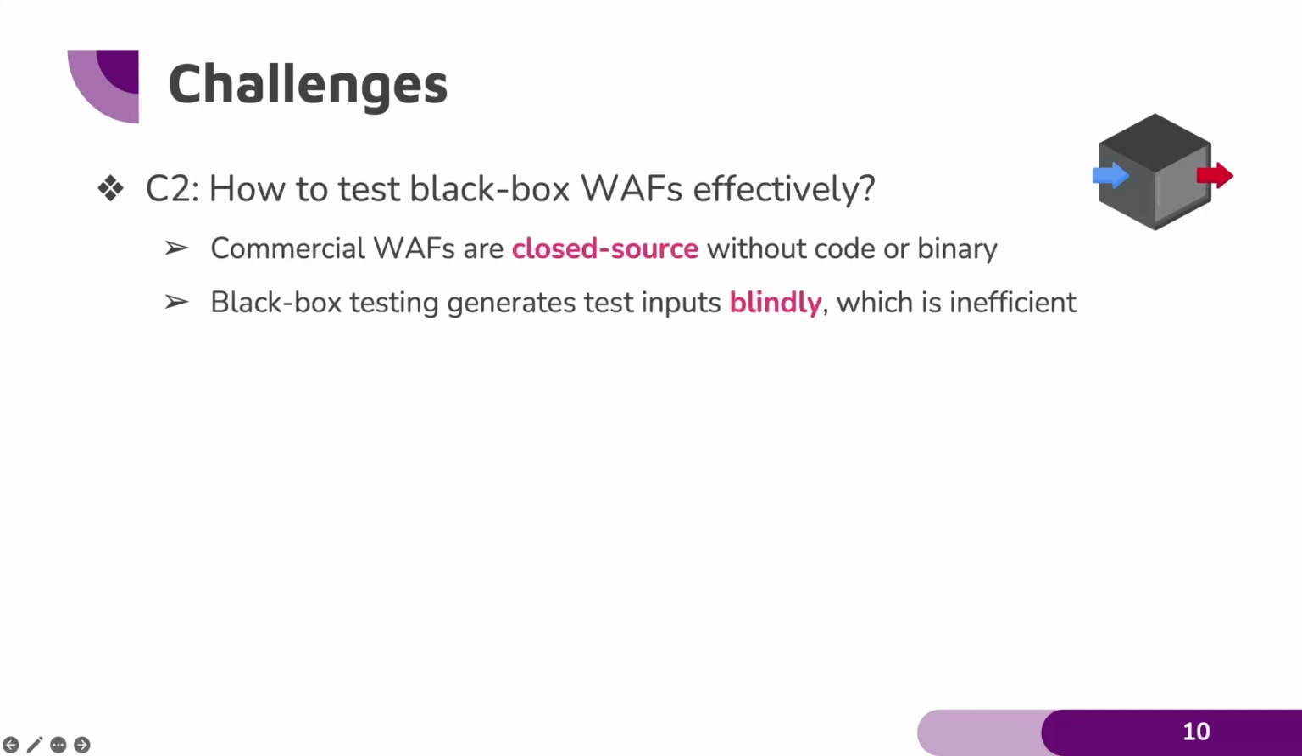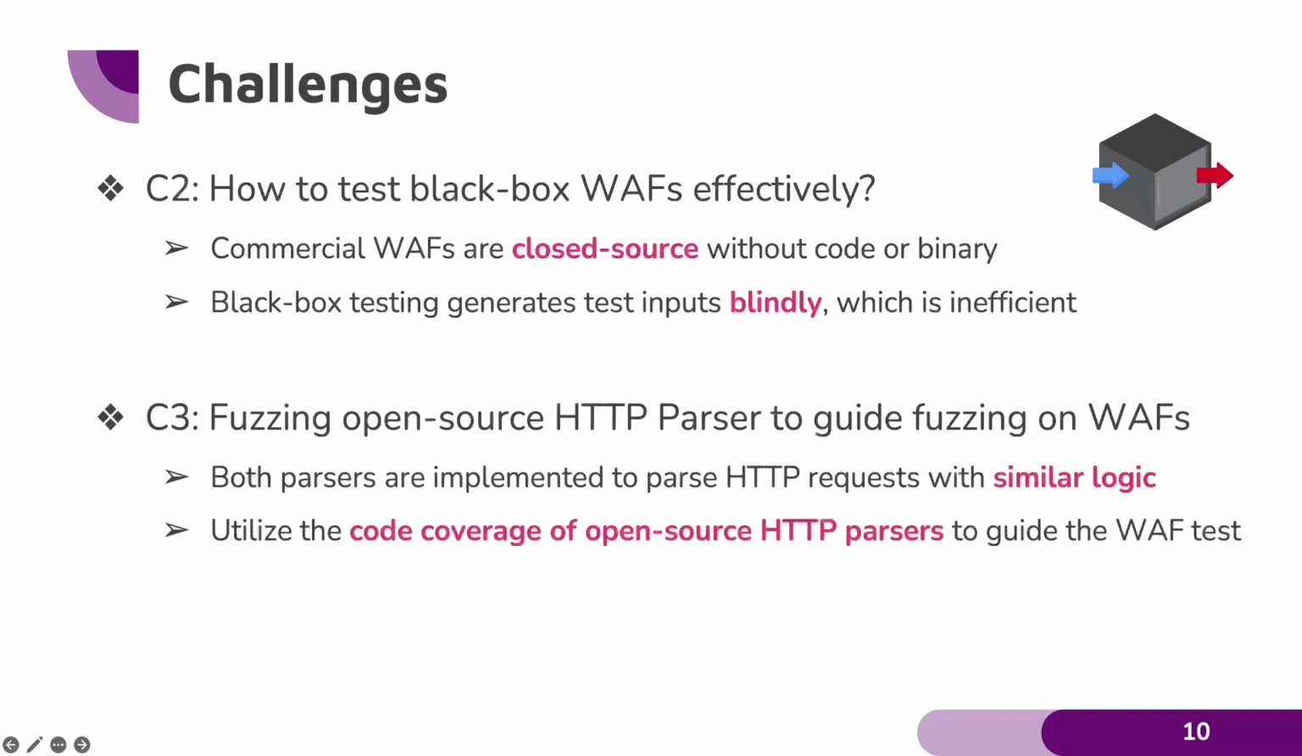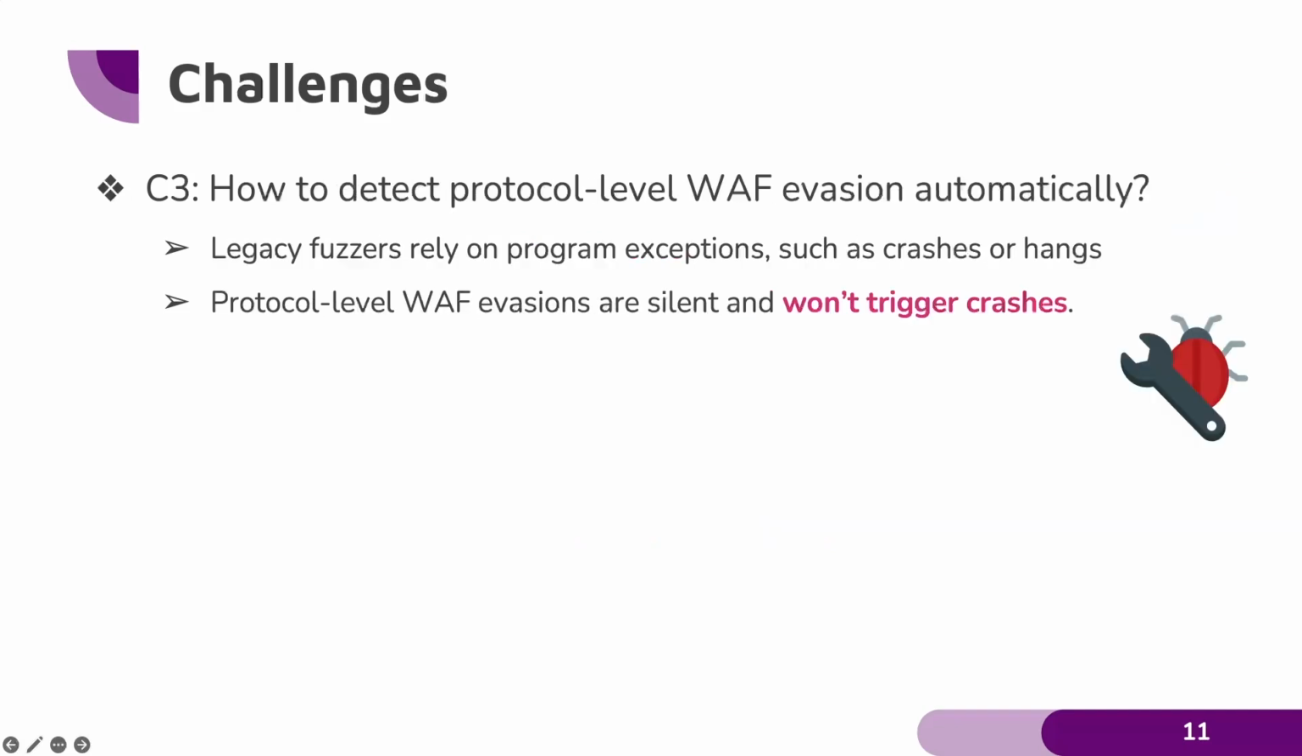The second challenge is to test the black-box WAF efficiently. As many commercial WAFs are closed source without code or binary, most fuzzing approaches are black-box. However, they can only generate test inputs blindly, which is inefficient. Considering that there are many open-source HTTP parsers in web developer frameworks, we can utilize the code coverage of these parsers to guide the fuzzing process for the WAF, as both are implemented to parse HTTP requests.